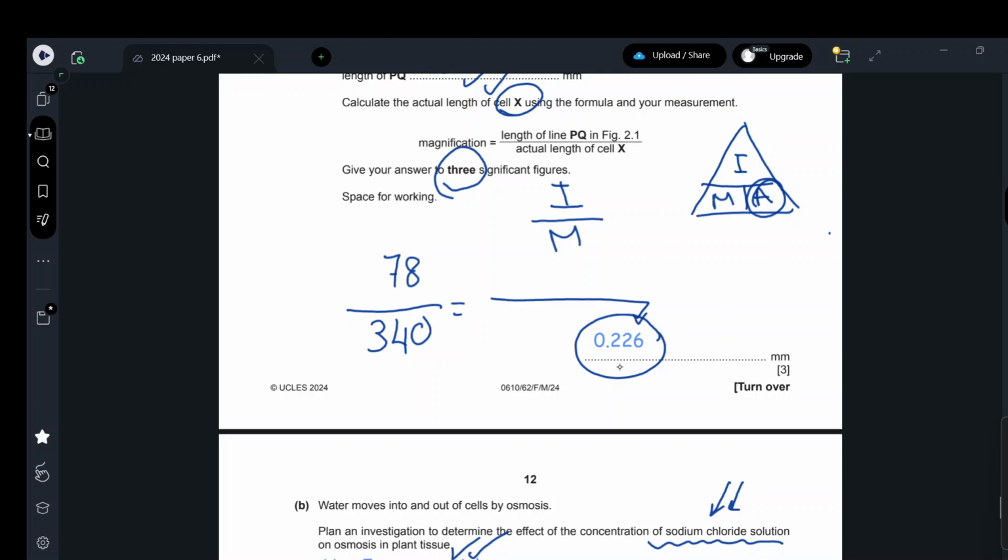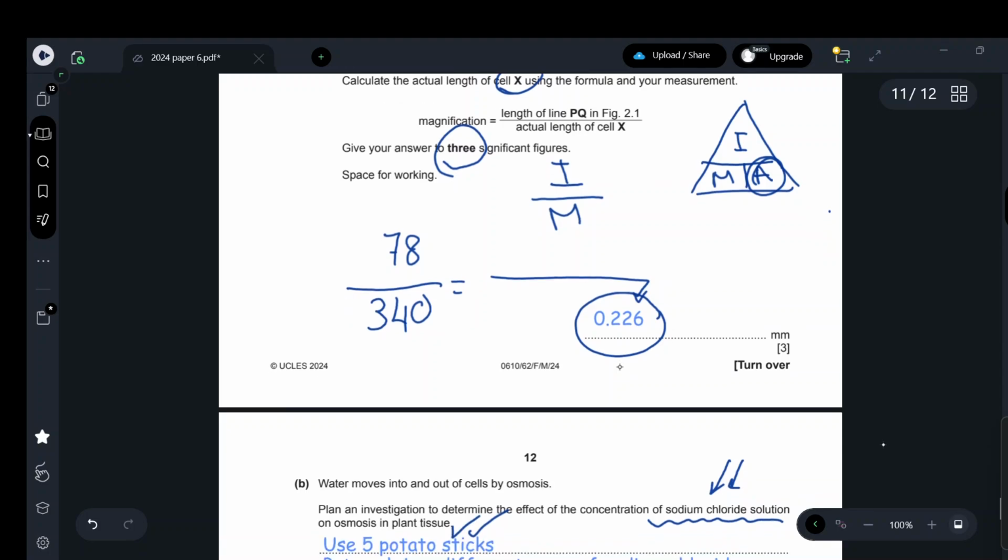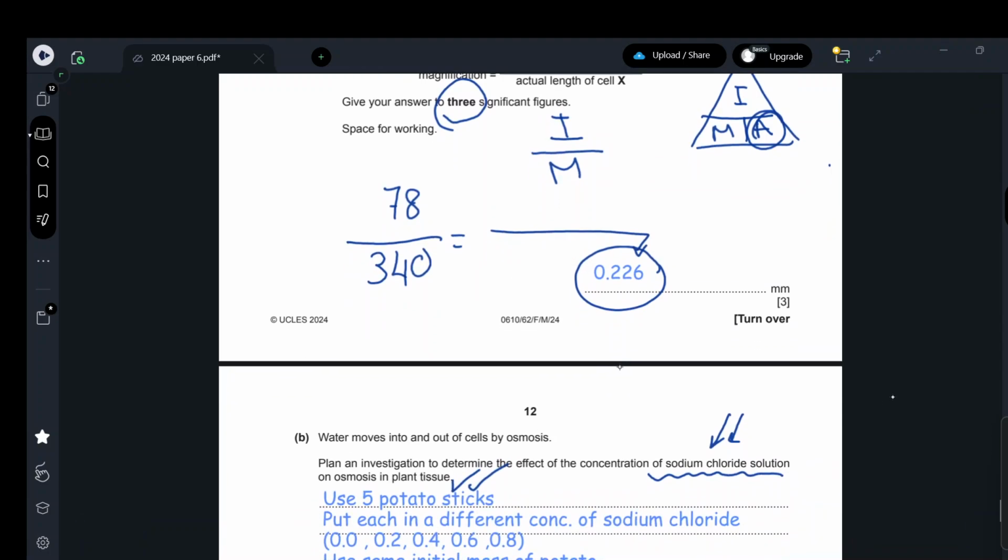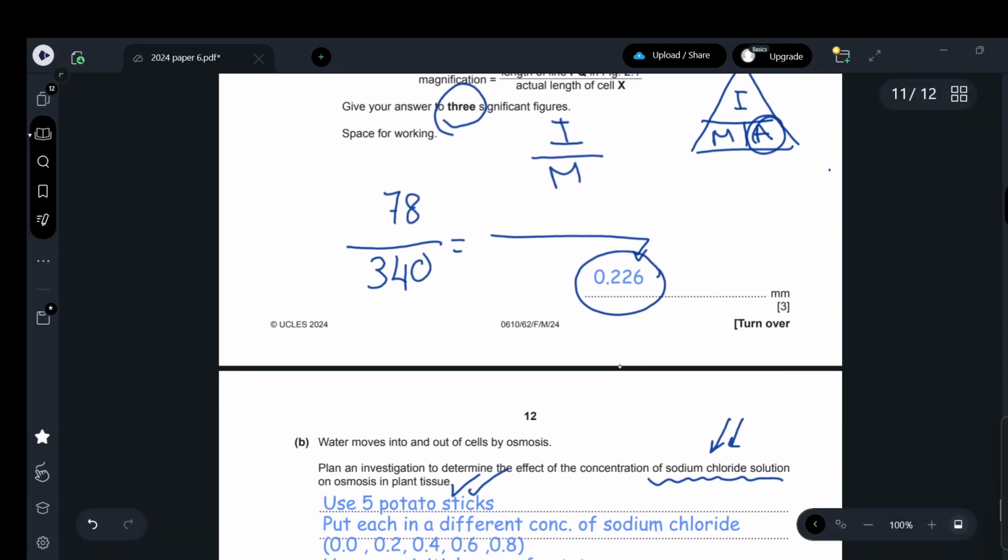What are you going to change? I'm going to change the concentration of sodium chloride. Concentration of sodium chloride. Okay? So put each in a different concentration of sodium chloride. And then, what am I going to do?